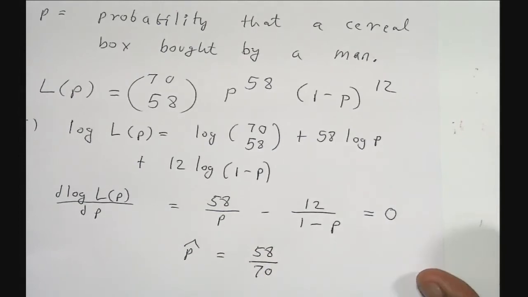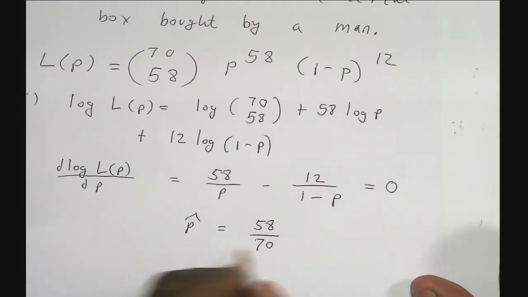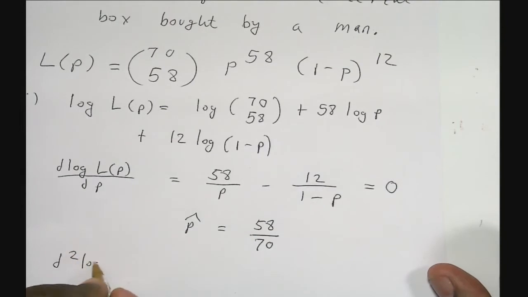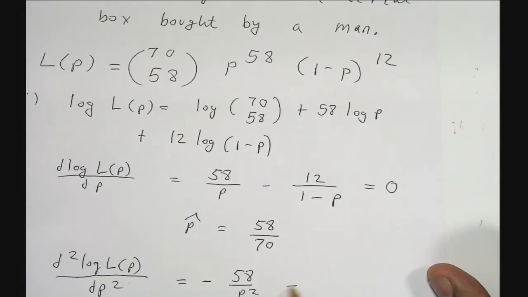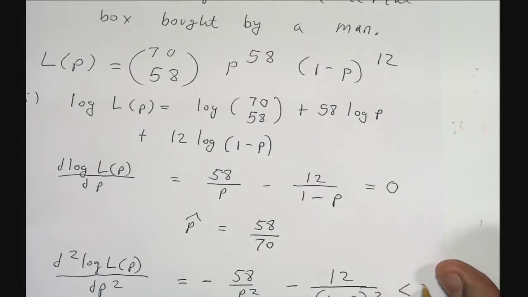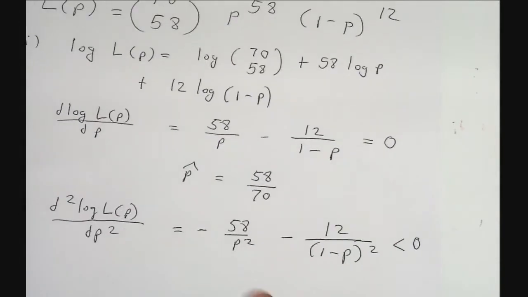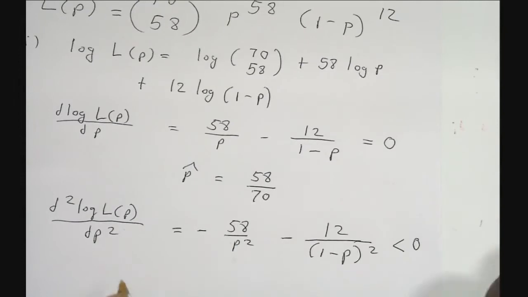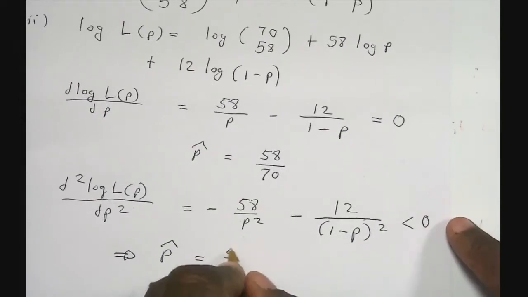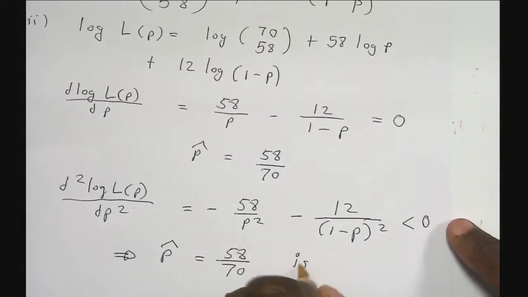Now to make sure that this is an MLE, you need to do the second order derivative, which will be minus 58 by P squared. Come on, guys, don't be tired. This is the second order derivative, which is obviously negative because you have minus minus, right? So hence P hat equal to 58 by 70 is an MLE.